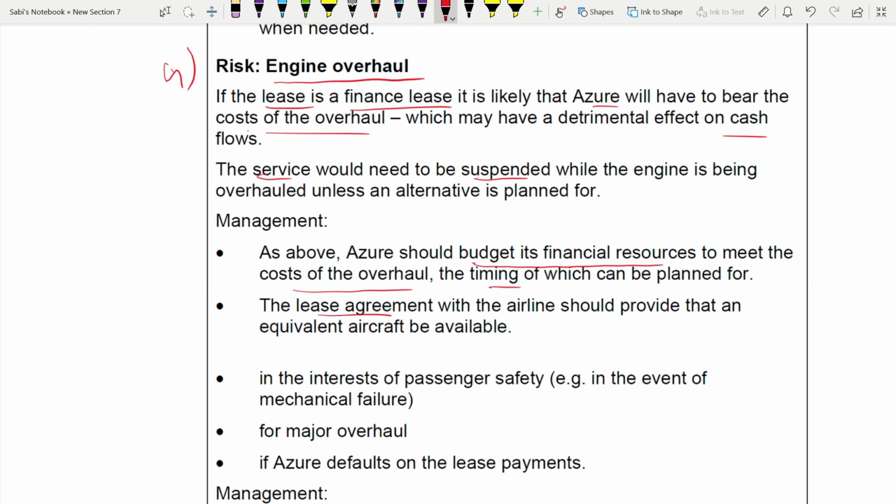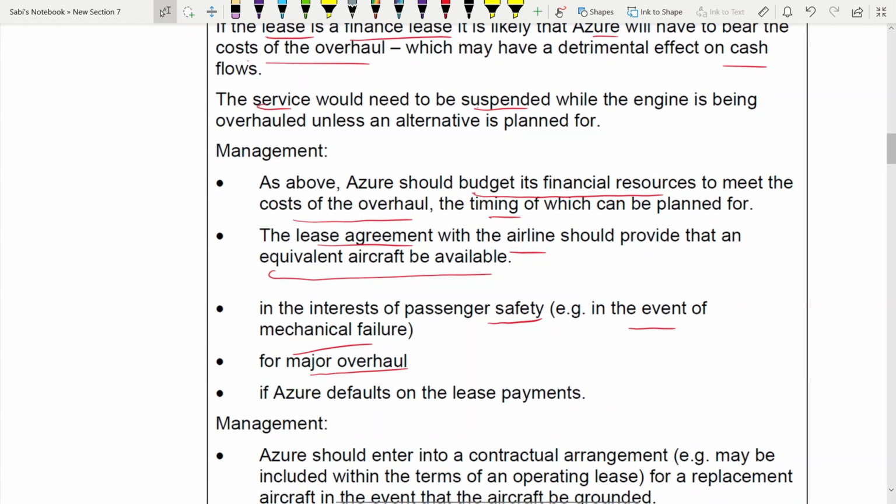Number one. Second, lease agreement. Go to the lease agreement, which the airline should provide, that an equivalent aircraft be available. See, in your lease agreement, there should be a term which says that if this flight is taken for the engine overhaul, another equivalent aircraft should be available to you. Third, in the interest of passenger safety, in the event of mechanical failure, what happens? You have to take care in terms of passenger safety or mechanical failure. Then for major overhaul, an alternative has to be planned. Major overhaul is done, you need to plan an alternative. And next is the default on the lease payment. You're unable to pay the lease payment, so you go for the alternative plan, so that your service should not stop.